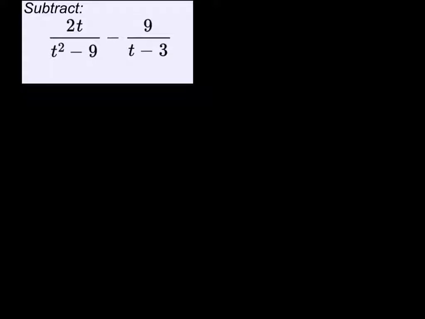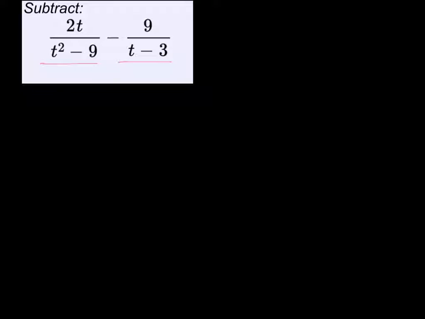Right, we're asked to subtract these two rational expressions. To subtract them, we first need to find a common denominator. So let's do that. When finding a common denominator, the first thing to do is to factor the denominators as much as possible. The t minus 3 on the right actually can't be factored, but this t squared minus 9 is a difference of squares.